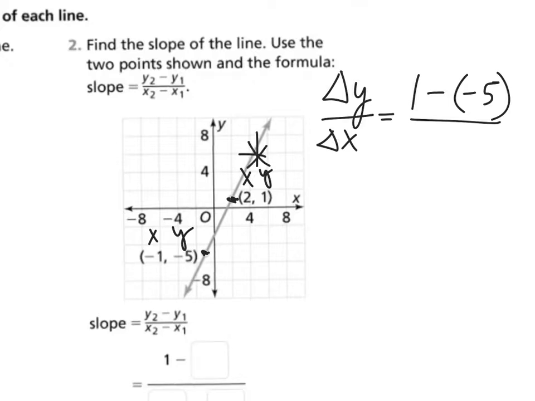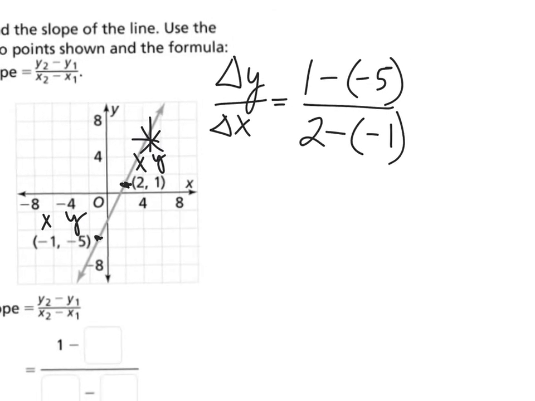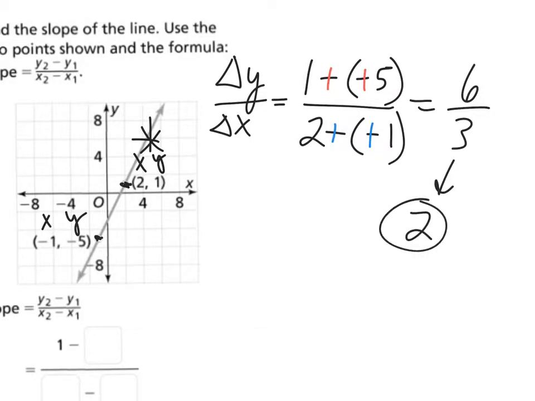And if we start with the 1 for our y, we have to be consistent. We have to start with the x from the same point. So that means we have to do 2 minus -1. Now we have to be careful here with these signs. Noticing all these subtraction signs in the middle, remember, we can add the opposite or change the sign, draw a line, whichever one you like there. And when we work that out, we'll come up with 6 divided by 3, and 6 divided by 3 is 2. So the slope of this line is 2.